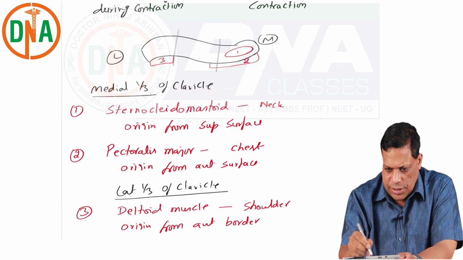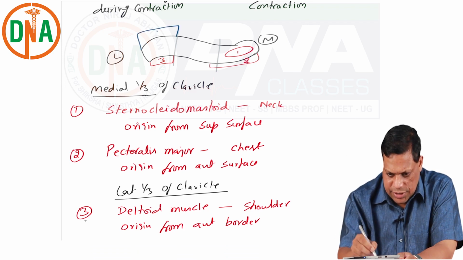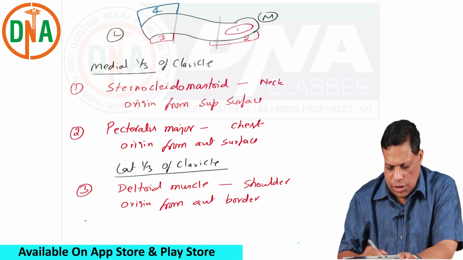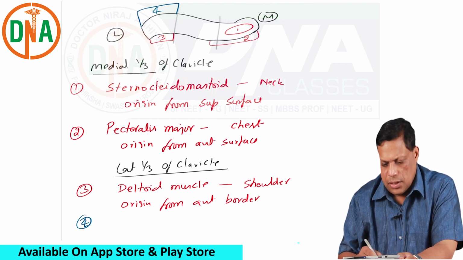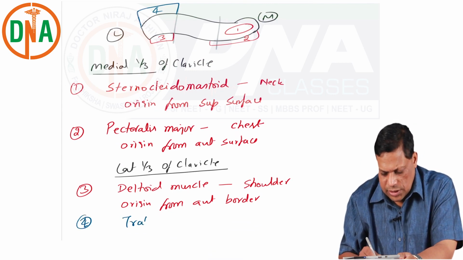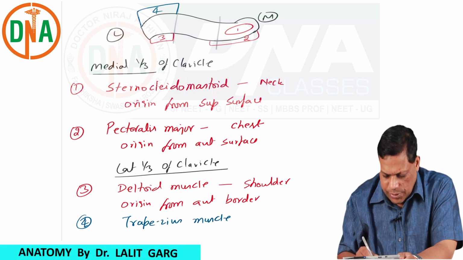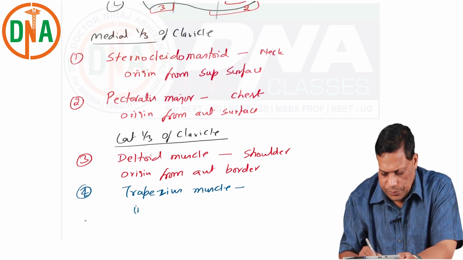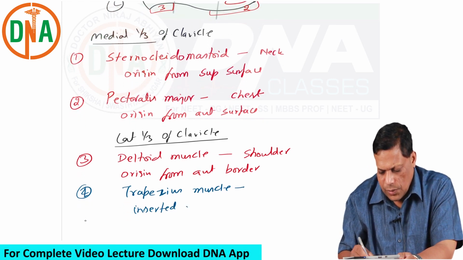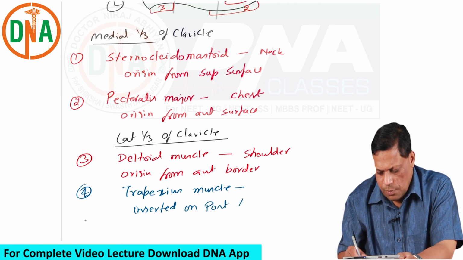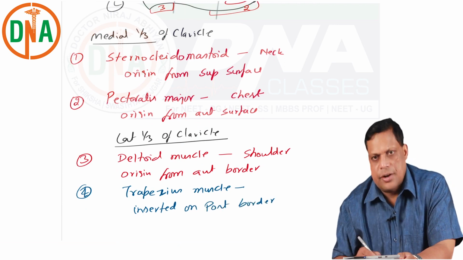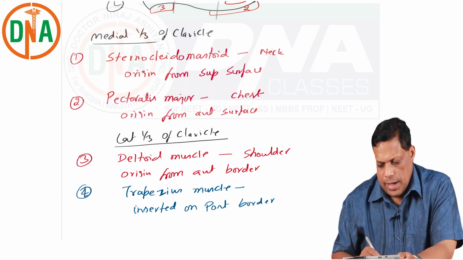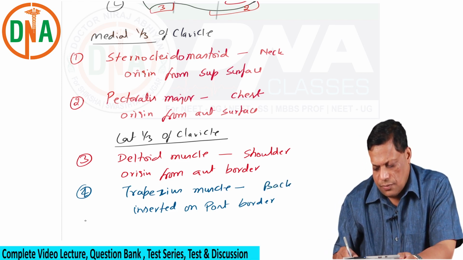Now the next is number 4. This muscle is inserted at the posterior border of the lateral 1/3 of clavicle. So this muscle is the trapezius muscle. Trapezius muscle is inserted on the posterior border of the lateral 1/3 of clavicle. And the trapezius muscle is the muscle of the back region.